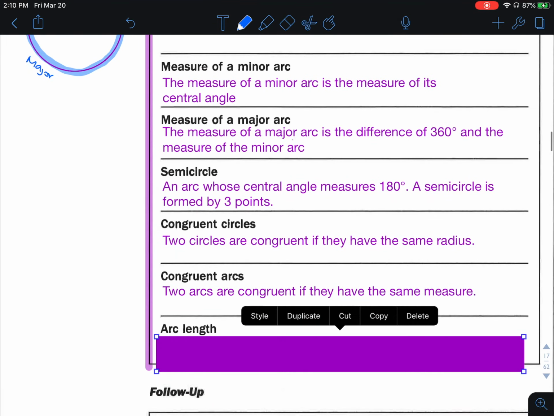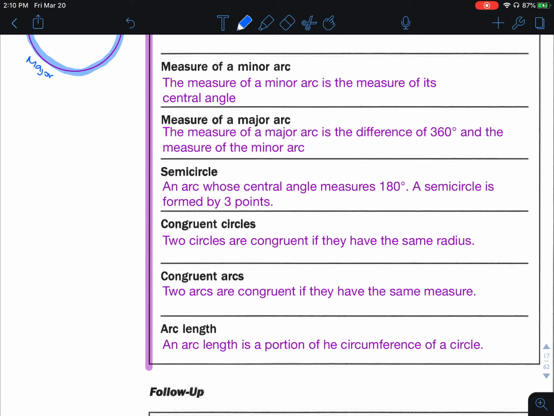And my last one, the arc length, which we're going to talk about a little bit later, but we're going to go over the definition right now. So an arc length is a portion of the circumference of a circle. Again, we're going to talk about that in a bit.